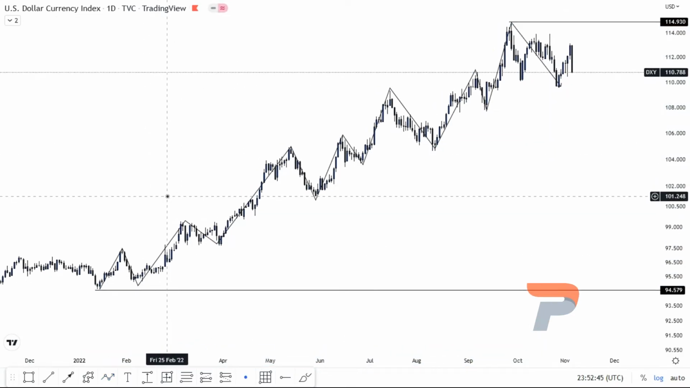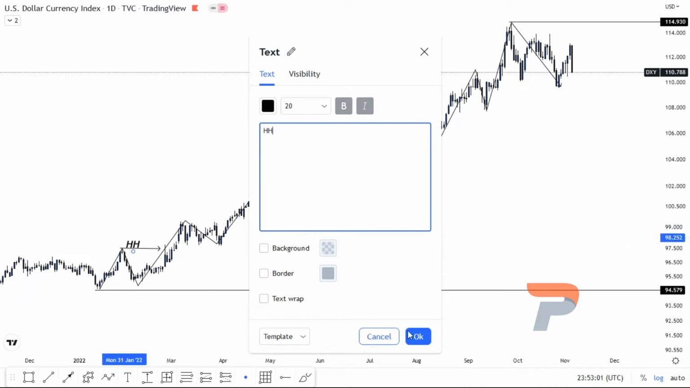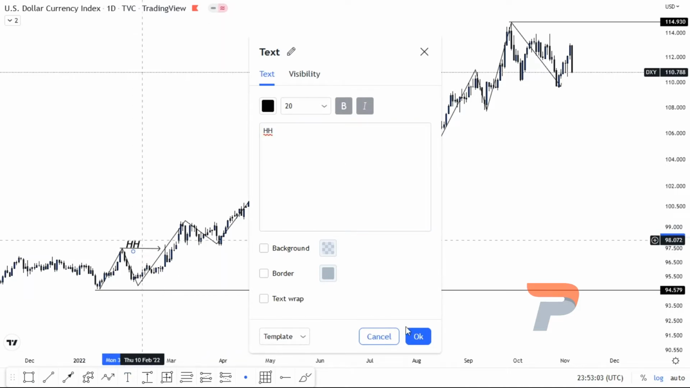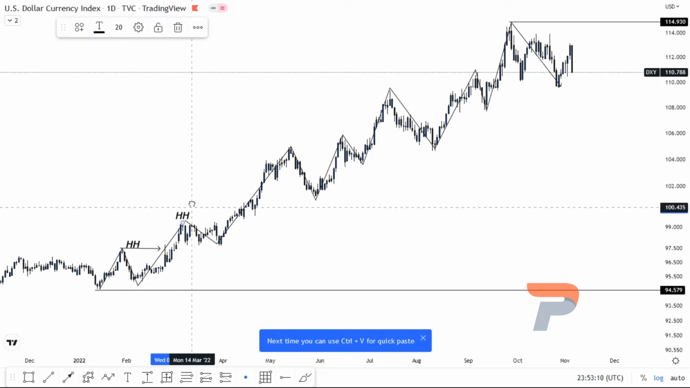Now, for the market to continue its bullishness, what did we have? As I said, we always need a break of structure. So what did we have here? We have the market breaking this particular structure to form a new higher high. We had our first higher high here. What did the market do? The market broke that higher high to form a new one.